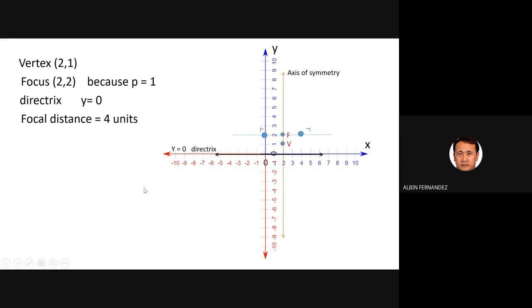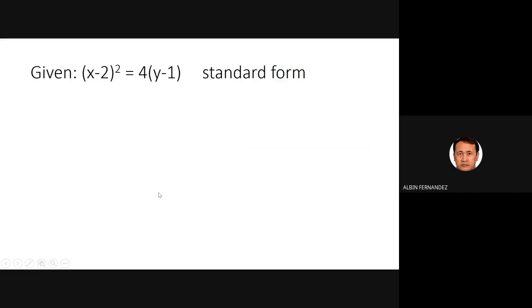Okay, what else do we need to find? Probably we're ready to sketch the graph of your parabola. The parabola should pass through the endpoints of the latus rectum and the vertex. So it's actually opening upward. The endpoints of the latus rectum are given to be (4, 2) and (0, 2). Next.